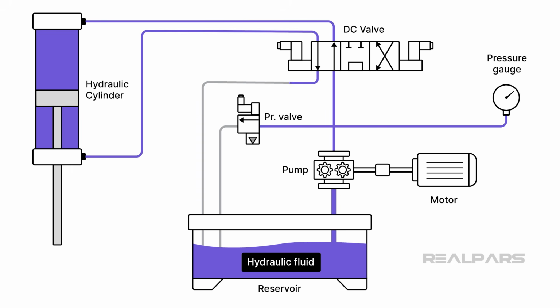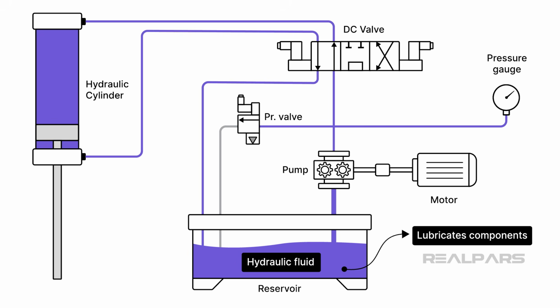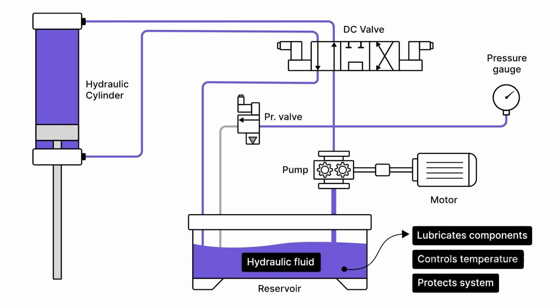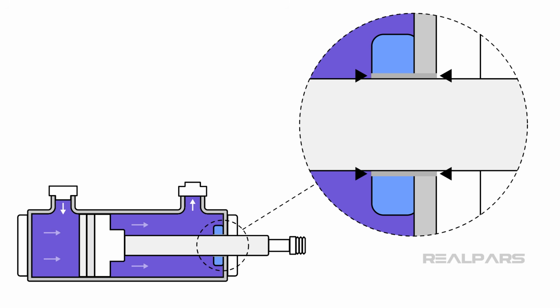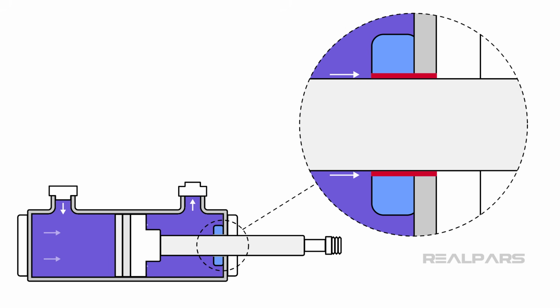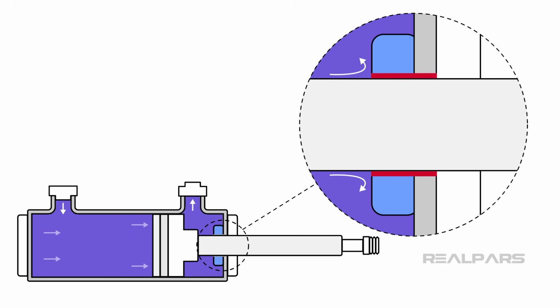Hydraulic fluid does much more than just move through pipes. It lubricates moving parts, controls temperature, and protects the system from wear and damage. It also helps seal the system by filling tiny gaps between metal parts, which helps prevent leaks.